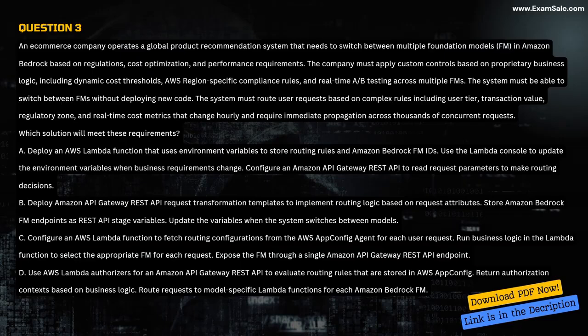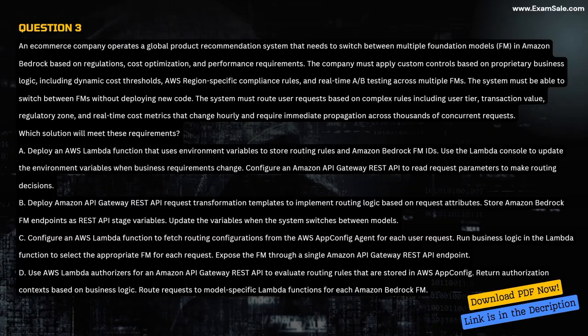Question 3. An e-commerce company operates a global product recommendation system that needs to switch between multiple foundation models, FM, and Amazon Bedrock based on regulations, cost optimization, and performance requirements. The company must apply custom controls based on proprietary business logic, including dynamic cost thresholds, AWS region-specific compliance rules, and real-time A/B testing across multiple FMs.